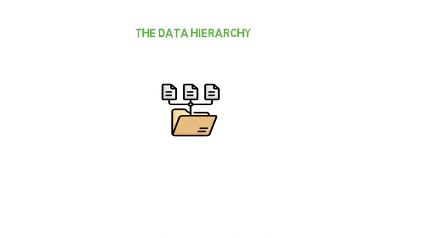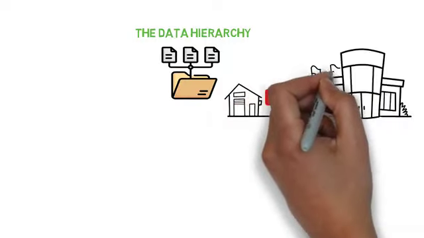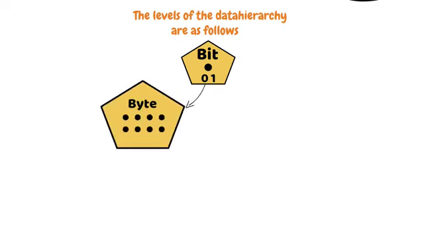The data hierarchy. The data hierarchy refers to the organization of data into different levels, from the smallest unit of data to the largest. The levels of the data hierarchy are as follows. A bit is the smallest unit of data, represented by a 0 or 1. A byte is 8 bits grouped together.